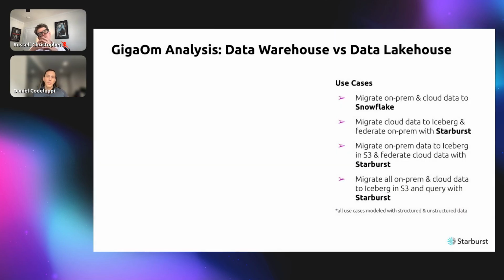So let's get on to the GigaOM analysis that was released a few weeks back. It's a comparison of the total cost of ownership for deploying, migrating, and managing Starburst on the data lakehouse to Snowflake's data warehouse model. The analysis was made up of 4 key use cases that evaluated migrating data to Snowflake for analysis against various combinations of data migration and federation for Starburst analysis. All use cases took into account both structured and unstructured data, so that it was compared one-to-one.